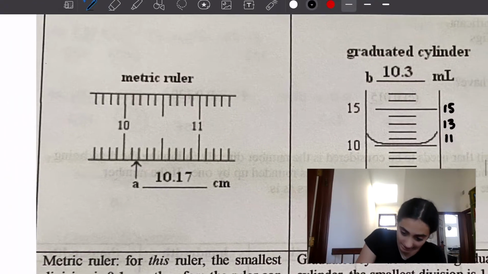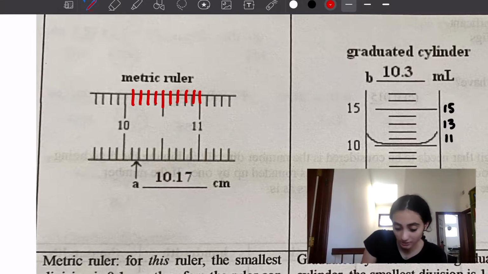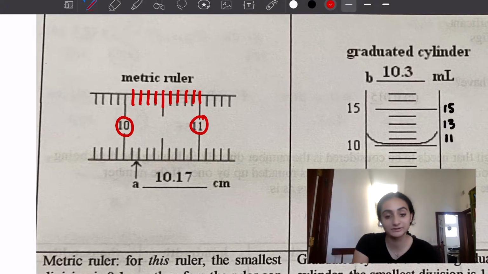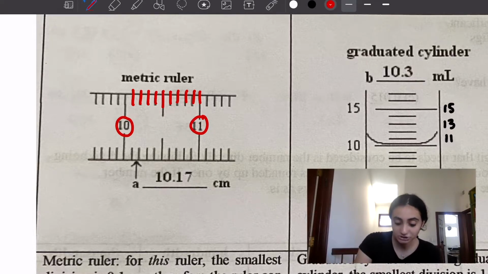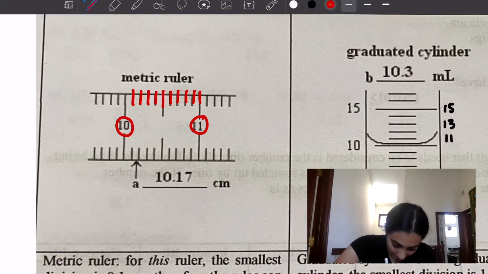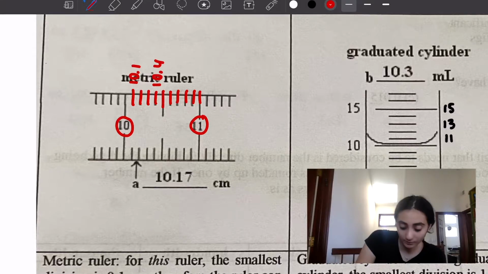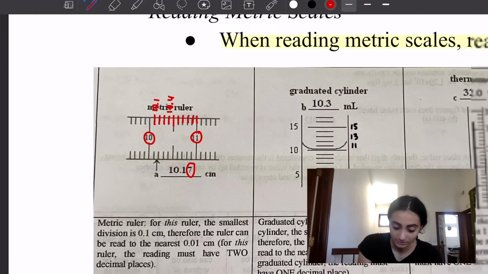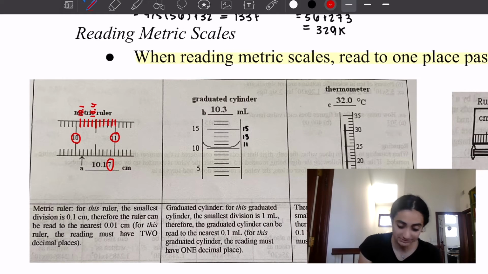This ruler, every line represents a tenth. And you can tell that by seeing that there are 10 lines, and the big numbers are 1 of difference. So if you were to divide 1 into 10 parts, each line is a tenth. This would be 10.1, 10.2, 10.3, 10.4. When you report, you want to report to the hundredths place because you want to report 1 past the smallest division. So that's just the big idea with these, 1 past the smallest division.